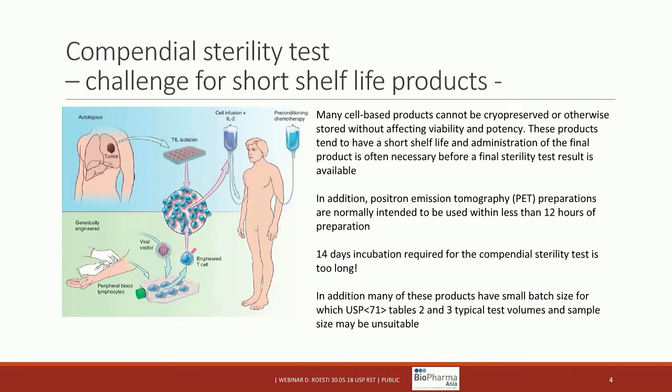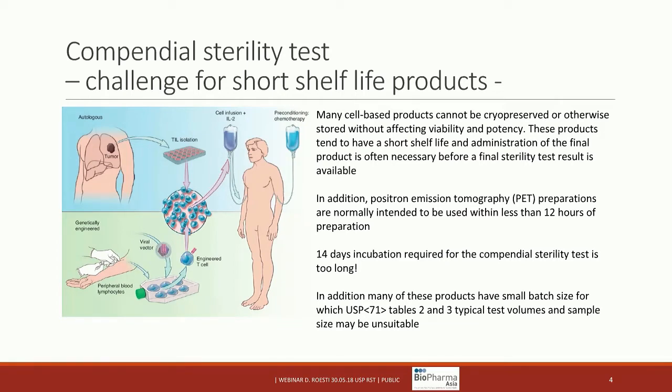There are some other products which are widely used in hospitals in medical imaging, like positron emission tomography preparations, these PET preparations. Since they have radionuclides, which have a shelf life of sometimes less than 2 hours, and the product itself also has a very short shelf life, they would not really be adequate for a compendial sterility test, because sterility testing takes 14 days.